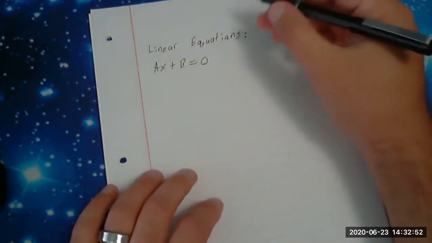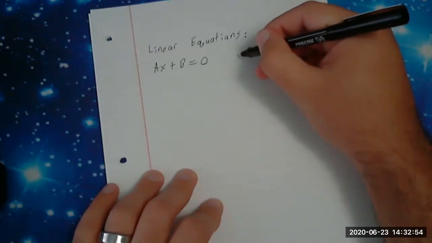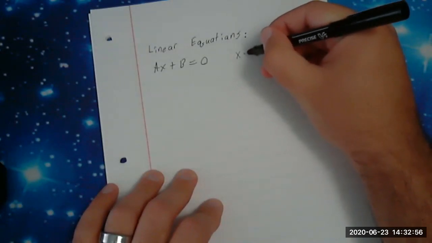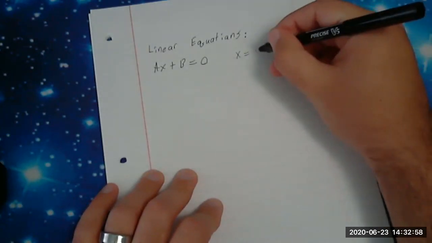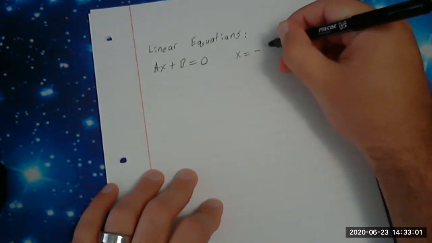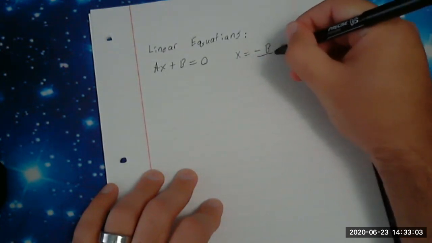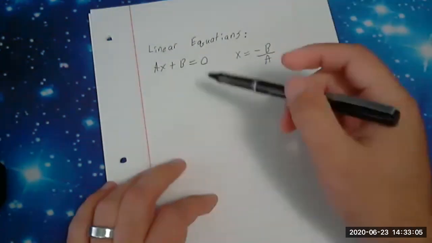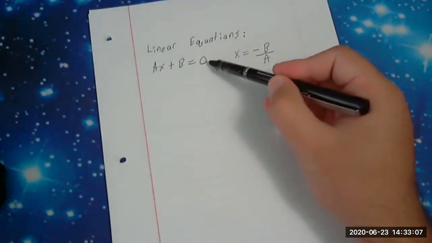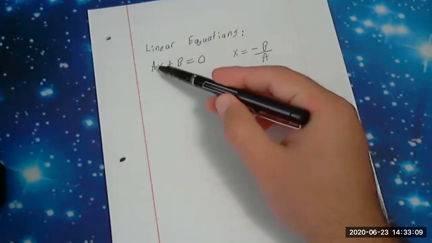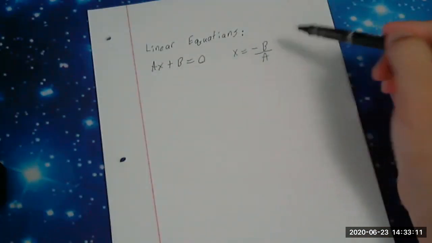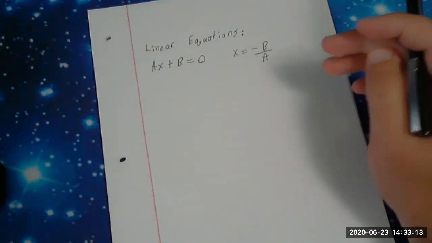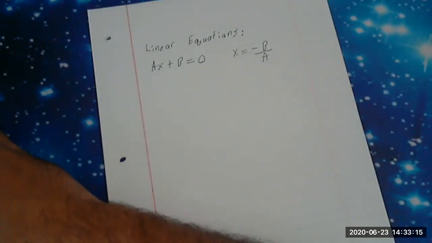So the solution to this is always x equals negative b over a. First thing you do is you subtract the b over, and then you divide the a over, and you get x equals negative b over a. So pretty simple, straightforward stuff.